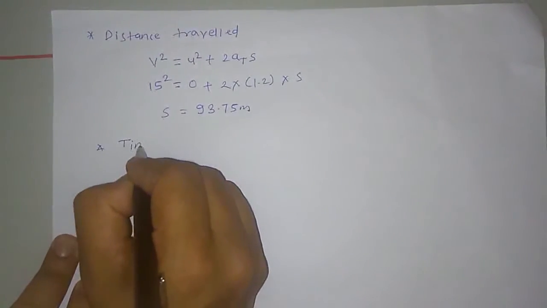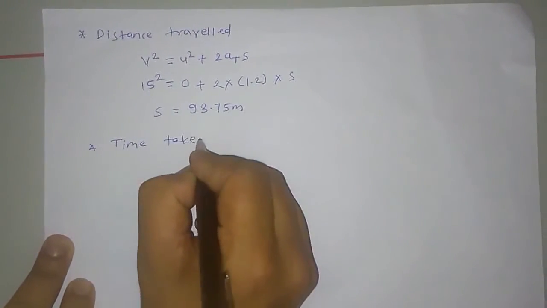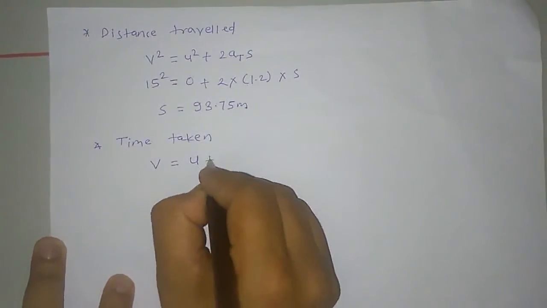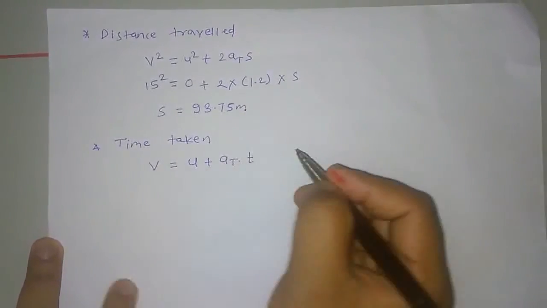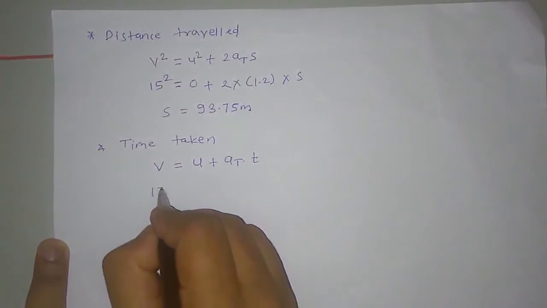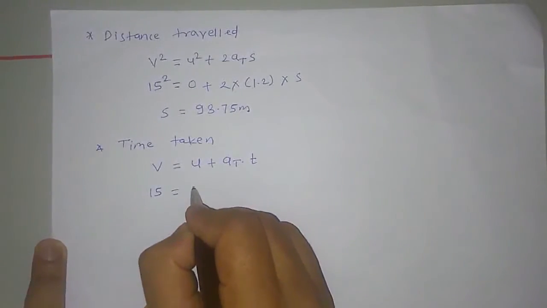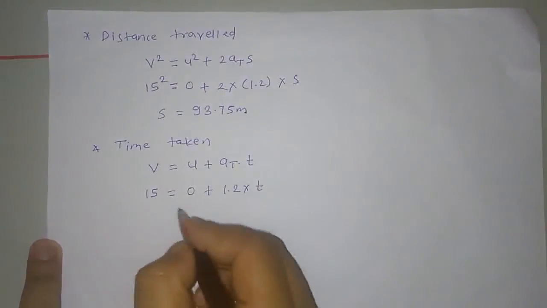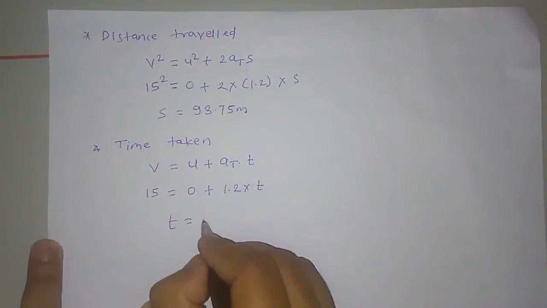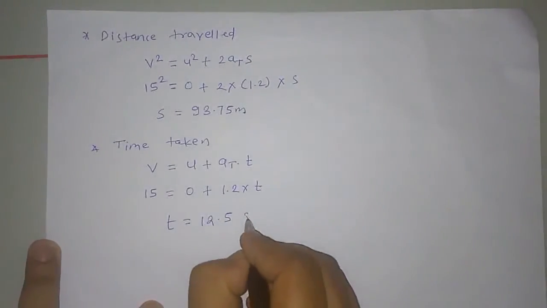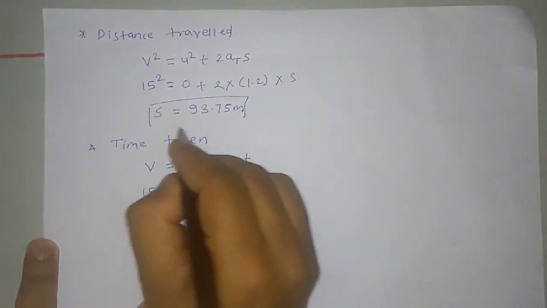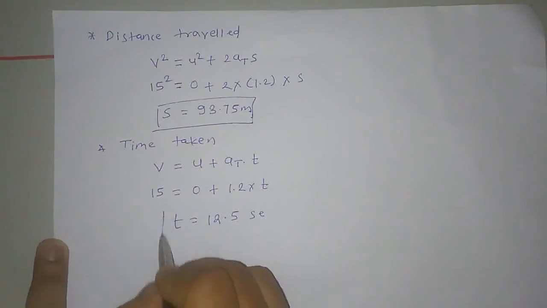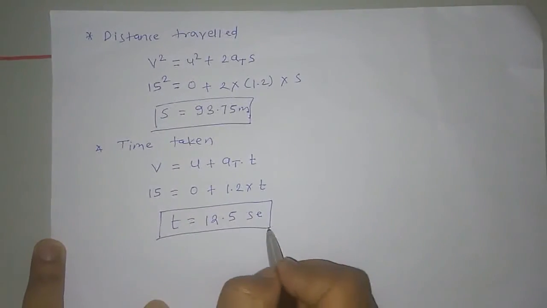Next thing we need to calculate is the time taken to travel this distance. We have one more kinematic equation, that is V is equal to U plus AT. We have 15 is equal to initial velocity 0 plus tangential acceleration 1.2 into time. So solve this and you will get T is equal to 12.5 seconds. So this is the total distance traveled, that is 93.75 meter, and time taken to travel this distance is 12.5 seconds.